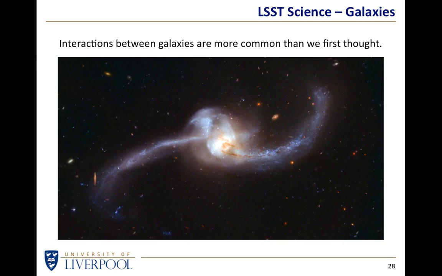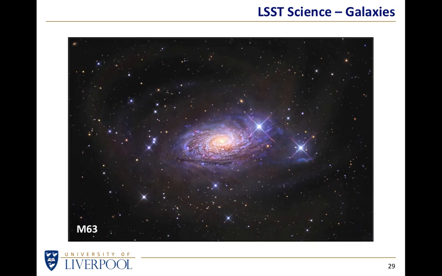Now, the Hubble has been told, go look at this one, that's interesting. Go look at that one, that could be interesting as well. What the LSST will do is map out tens of billions of galaxies and find out how many of them are on their own and how many of them are interacting.